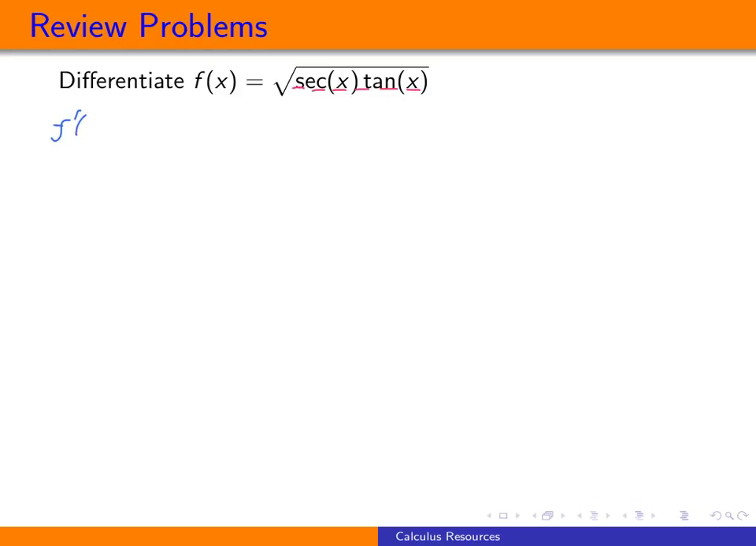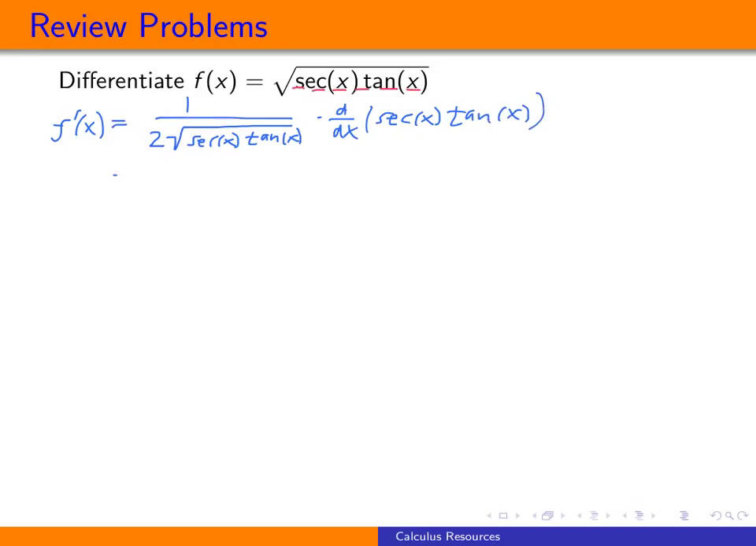So f prime of x, we differentiate the outside function. The derivative of square root is 1 over 2 square root. We plug in the inside function, secant tangent, and then we multiply this by the derivative of that inside function. So the derivative of secant times tangent.